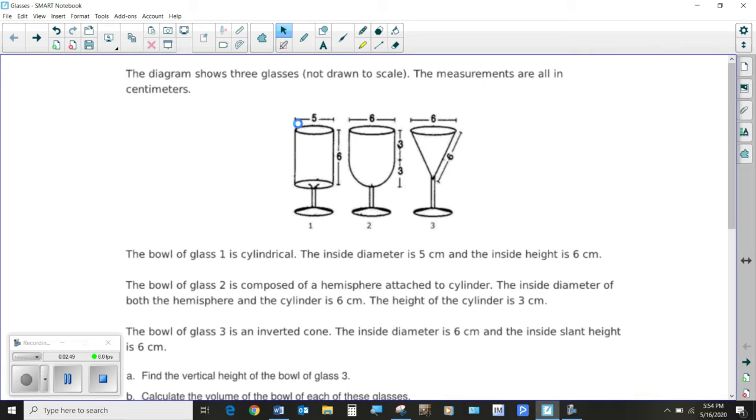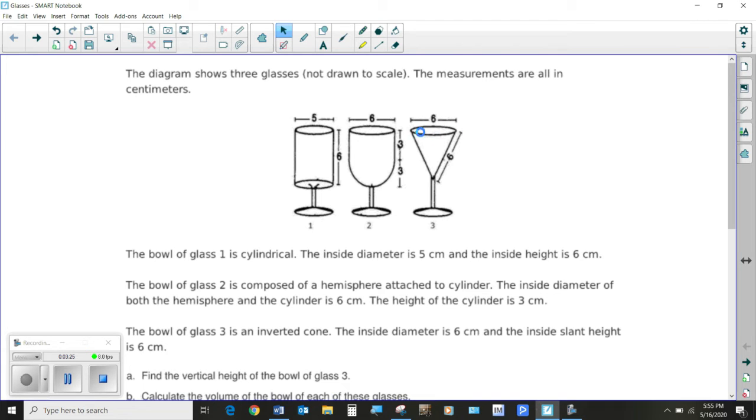Glass one is a cylinder where the diameter of the cylinder is 5 centimeters and the height of the cylinder is 6. Here you've got a hemisphere that is a six centimeter diameter for both the cylinder and the hemisphere. And then this portion is 3 centimeters. And I guess the radius of this hemisphere would be 3 centimeters. And then bowl three, or the bowl of glass three, is an inverted cone.